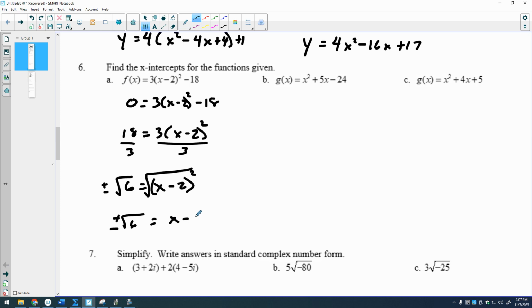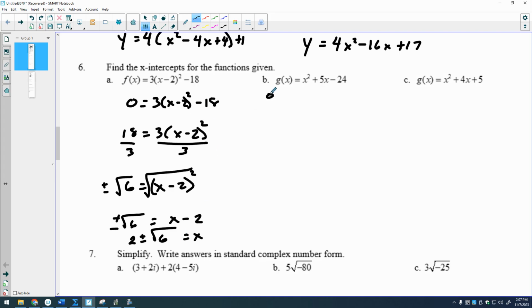There are no perfect squares that go into 6, so I'm simplified. I don't need to go any further. My final answer is 2 plus or minus the square root of 6 equals x. I added 2 to both sides to solve for x. And that's my answer.